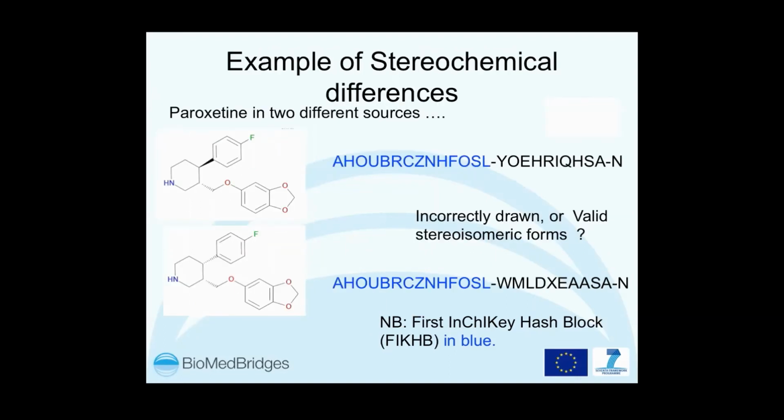Similarly, paroxetine here, 2 different stereochemical forms of it. I don't know which one is the correct one myself. They might both be wrong. I'm not a chemist, but in a sense that's not important. If I was in one particular source looking at one of those structures, I'd want to know about the existence of the other one, and I want to know that there was a stereochemical variant form of it in the other resource. Well, using the first InChI key hash block shown in blue represents a fairly obvious mechanism by which we can connect the 2 together.